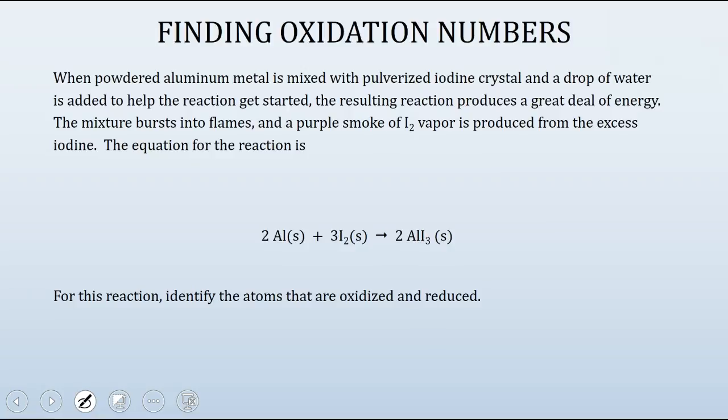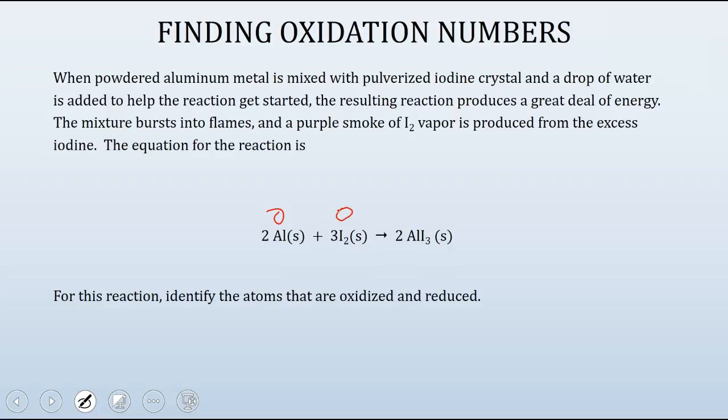Reduction means it's gaining electrons or it's losing charge. So what we have to do is identify oxidation numbers. Aluminum in its elemental form is going to be 0. I2 is also in its elemental form, so it is going to be 0. Then we come over here and we have this compound.